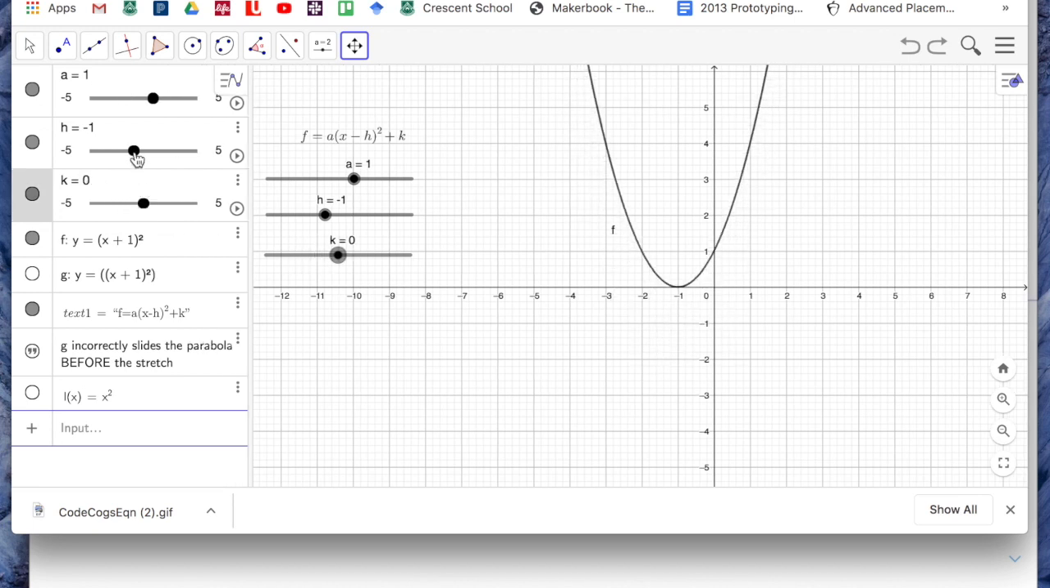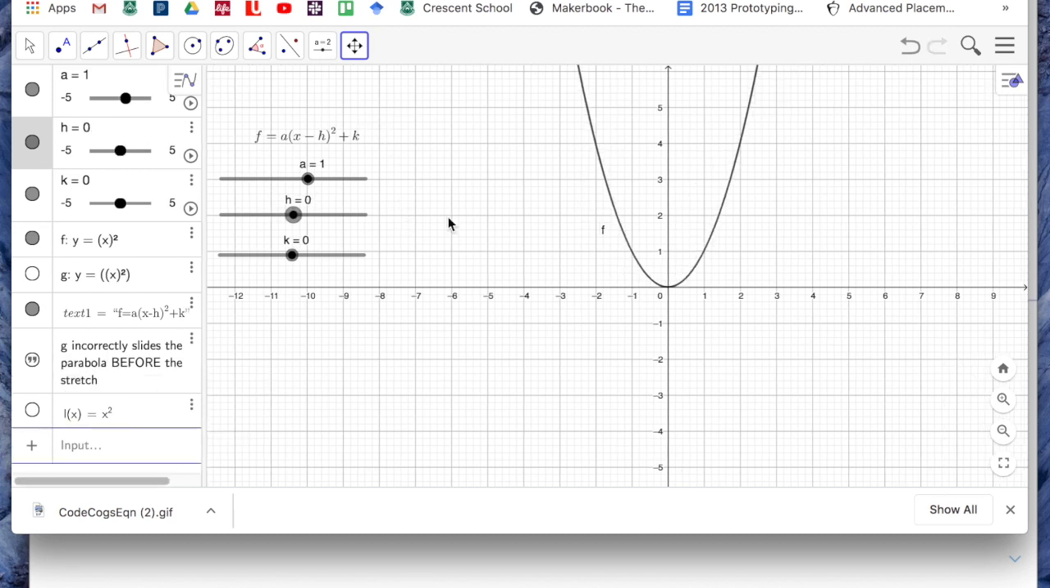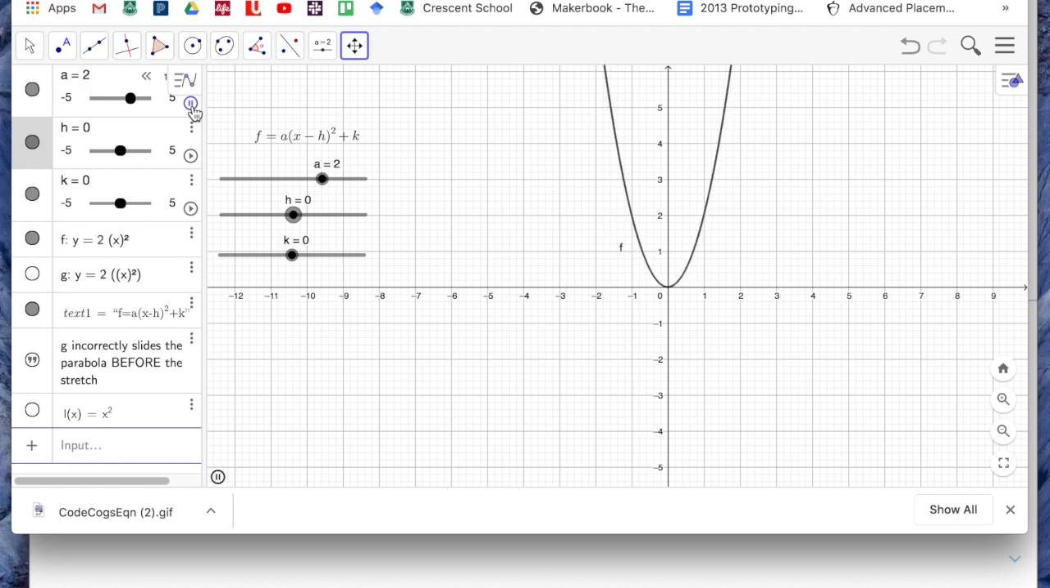Let's stop these and bring them both back to 0, and let's talk for a minute about how a changes our function. If we connect this to what we were just doing with reflections, we'll notice that as our a value changes, it has a relationship with two things. It has a relationship between reflections and the parabola, and also the stretch or compression of our parabola.